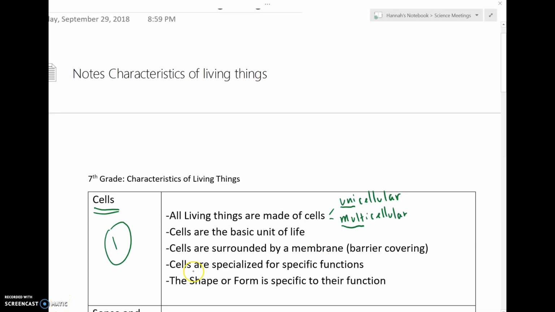The next characteristic about cells, they're specialized, meaning that they have specific jobs, specialized for specific functions. For example, you have all sorts of different types of cells in your body. Skin cells, hair cells, lung cells, blood cells, etc., etc. And each one of those might have a lot of the same ingredients, same components, but they don't look exactly the same.